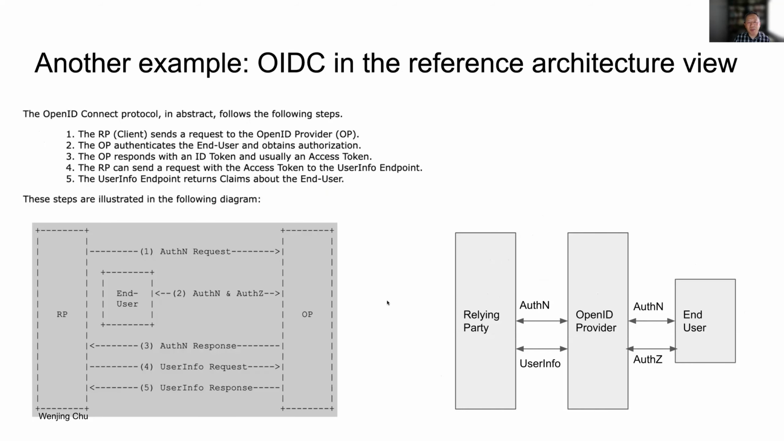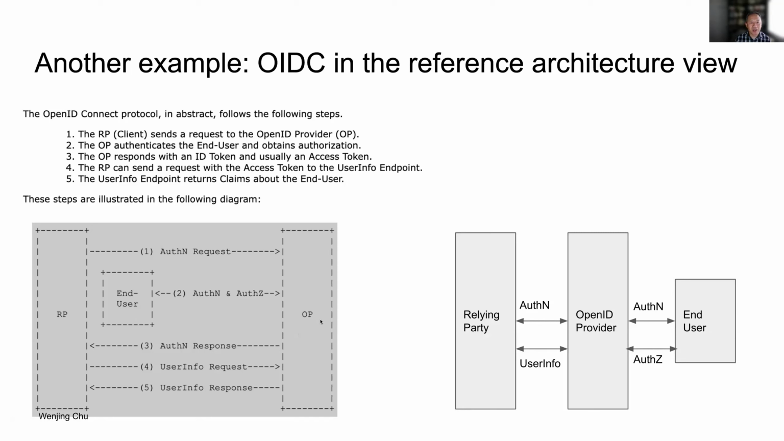Let's take another example more related to trust. So this is the OpenID Connect protocol. If you look at OIDC's specification in the very beginning, it will show this diagram on the left. And in the diagram, it shows three parties here: an end user, relying party, RP, and the OP, or the OpenID provider.